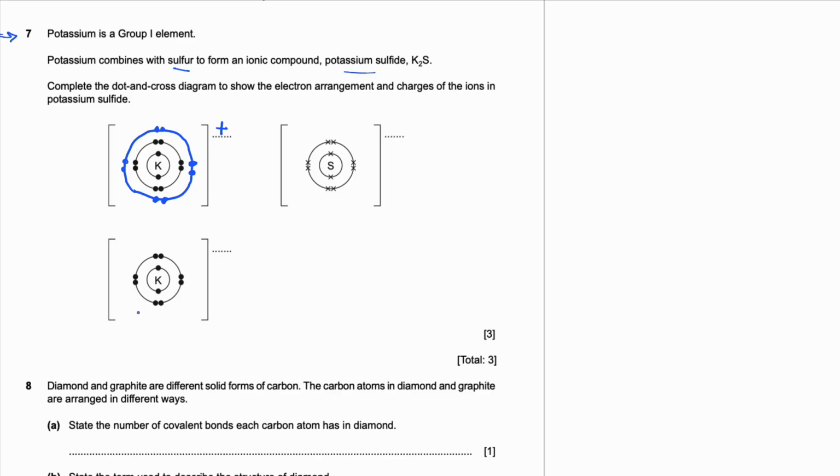The exact same thing in that potassium ion. So once again we have a third shell that's full with 8 electrons, and we have 1 positive charge.